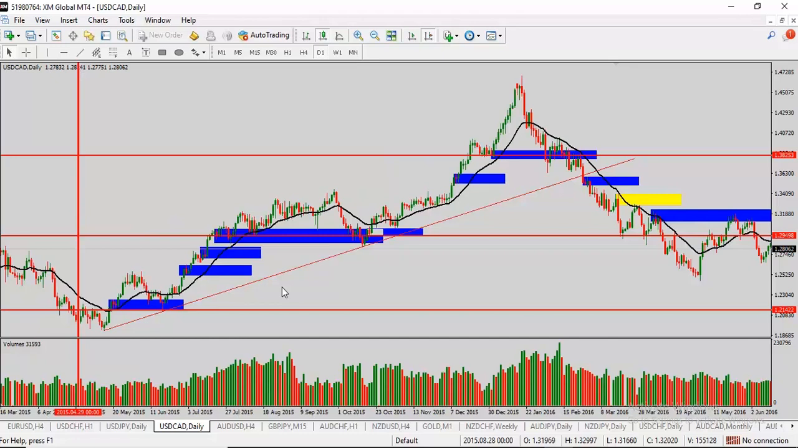Now, while trading, we have so many support and resistance levels. In fact, every price area in the chart is a support and resistance area level. But what we need to do is to pinpoint the key important levels, and that is what we are going to be doing today.